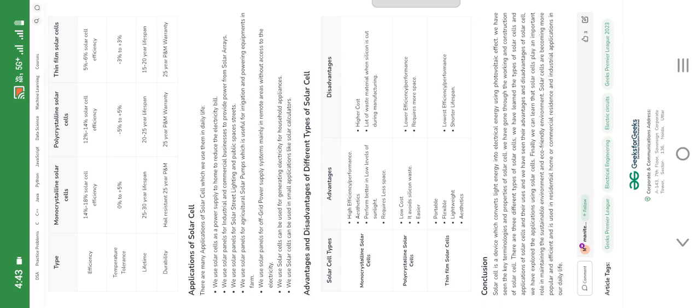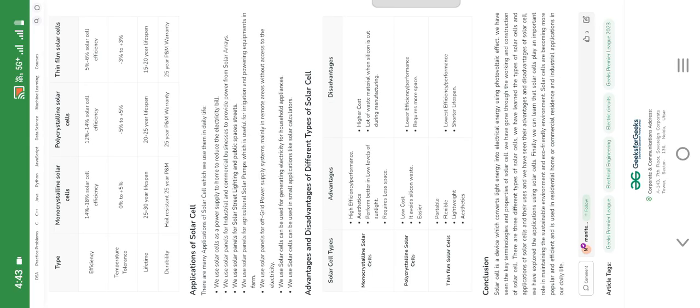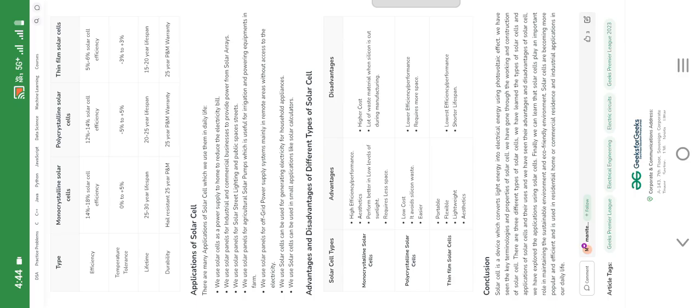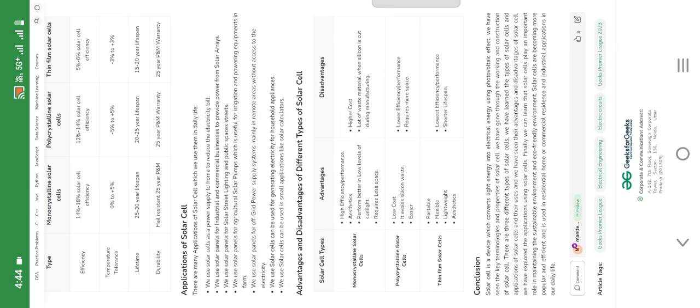Application of solar cell. We use solar cells as a power supply to homes to reduce the electricity bill. We use solar panels for industrial and commercial business to provide power from solar arrays. We use solar panels for street lighting and public space streets. We use solar panels for agricultural solar pumps, which are useful for irrigation and powering equipment in farms. We use solar panels for off-grid power supply systems, mainly in remote areas without access to electricity.